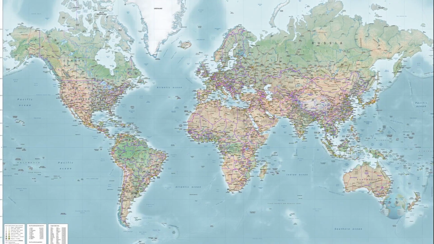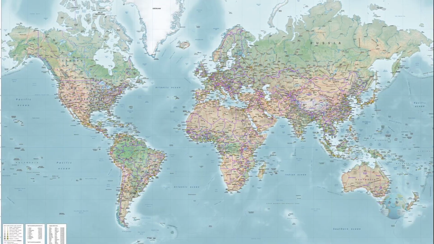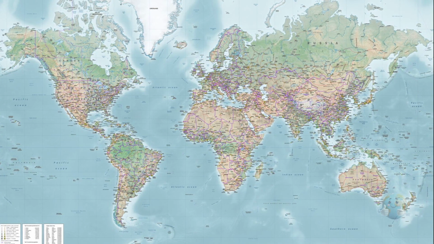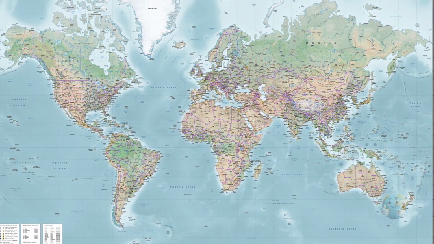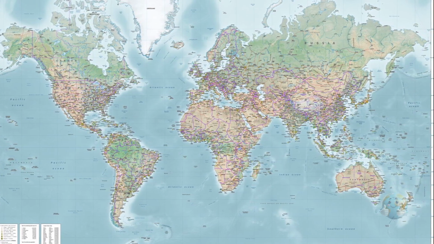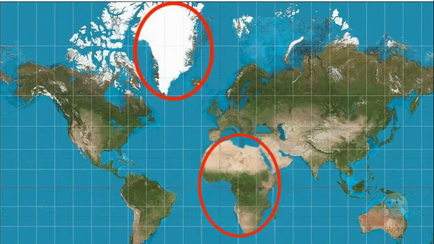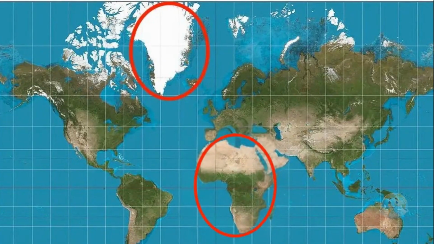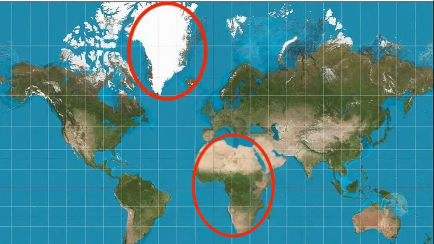First up, the Mercator projection, the classic liar. This is probably the map you grew up with. It's fantastic for navigation because directions are accurate, but it makes places near the poles look absolutely massive. Notice how Greenland looks bigger than Africa? In reality, Africa is about 14 times larger than Greenland. Talk about geographic smoke and mirrors.